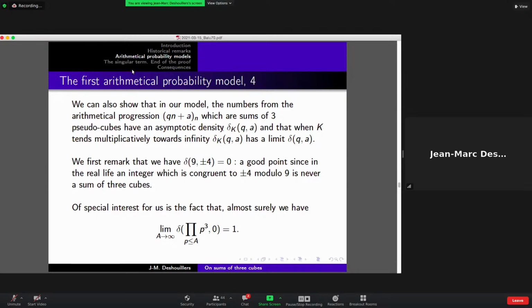So really, in this model, it explains in some way why you see a lot of factorials which are sums of 3 cubes.